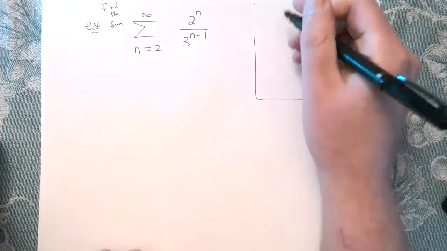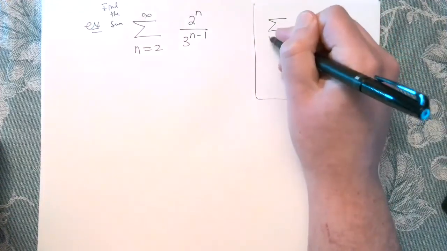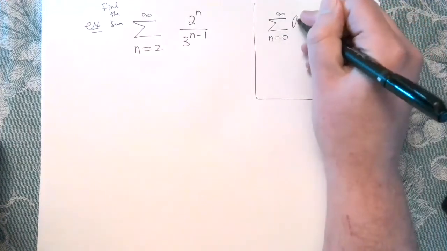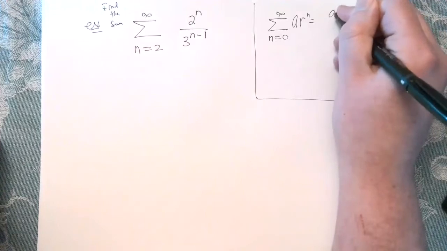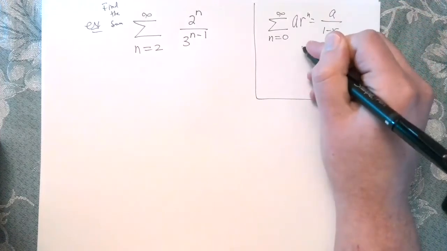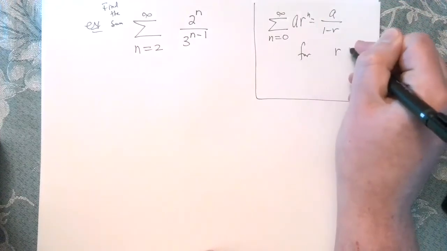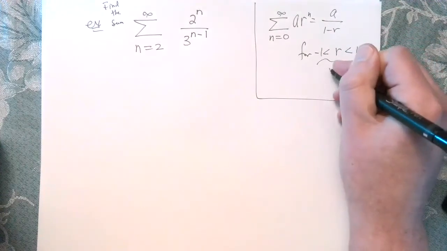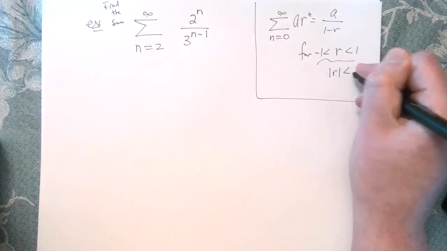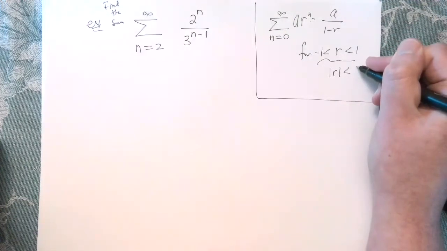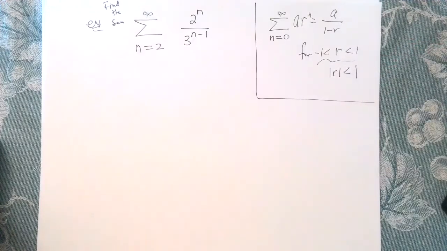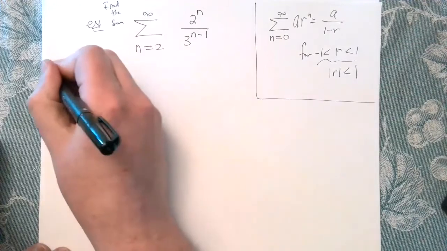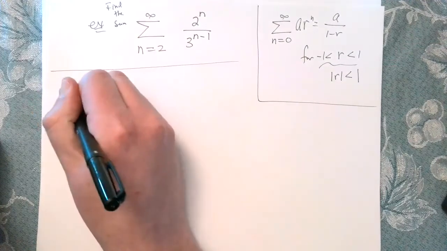And again, we're taking inspiration from our sum of the geometric series. So the series from n equals 0 to infinity of a times r to the n is equal to a over 1 minus r for exactly these choices of r, and only these choices of r. Keep in mind, for any other choice of r, this series will diverge, aka not have a sum. But here r is equal to 2/3. So we're going to solve this similarly to the last one.